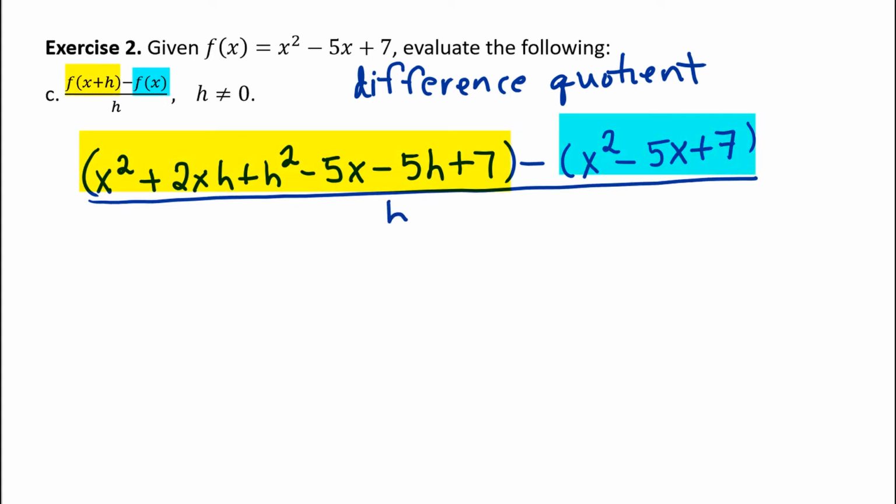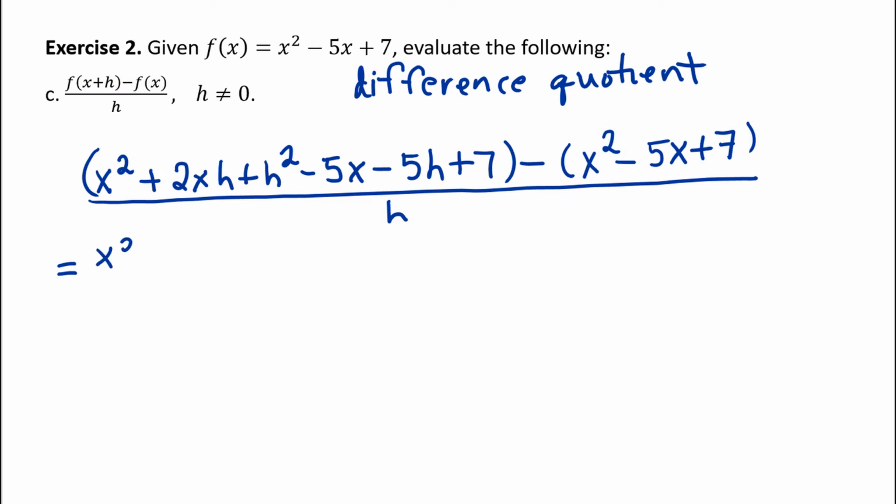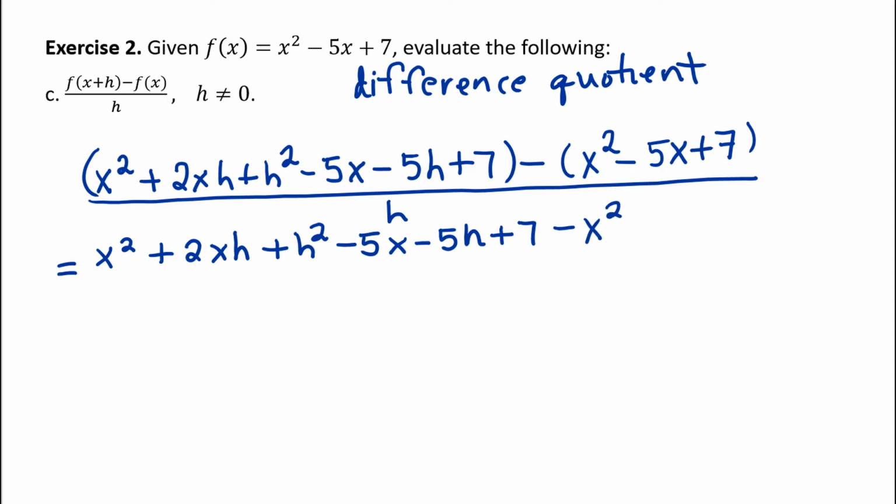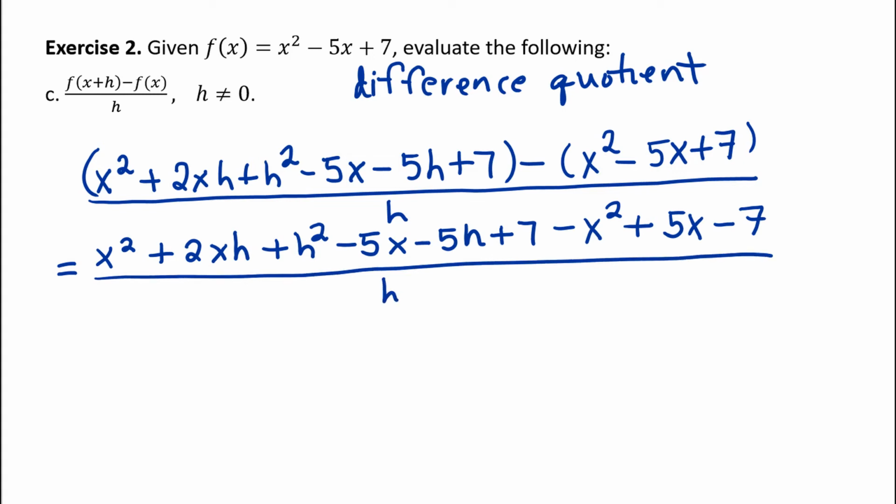Let's write this again, distributing the negative to the second expression. So the first stays the same, x squared plus 2xh plus h squared minus 5 times x minus 5h plus 7, and then minus x squared. The negative and negative will make it a positive, or plus 5x. Distributing the negative to the 7 would make it a minus 7. All still divided by h.